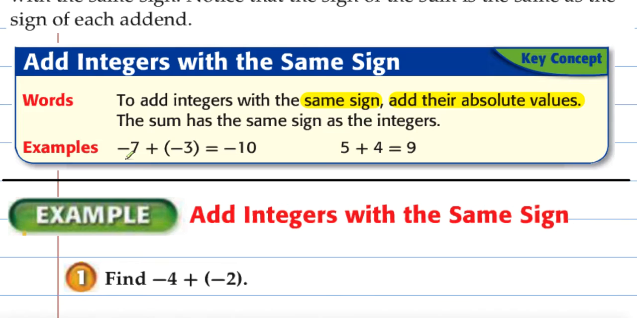So notice negative 7 and negative 3. We keep the sign since they're both negative and make our sum a negative. 7 plus 3 is 10. So we have an answer of negative 10. 4 and 5 are both positive numbers, so our sum will be positive. 4 plus 5 is 9.